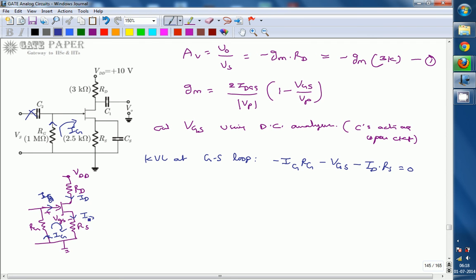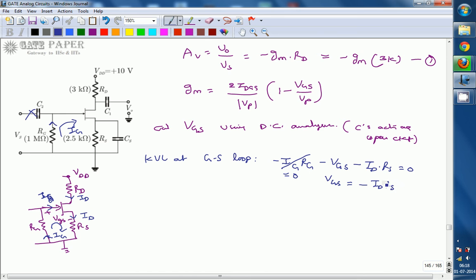So Ig is always 0, because for a JFET to act as an amplifier, the input junction, that is the gate-source junction, must always be reverse biased. Because of that, the gate current is ideally 0. So this Ig Rg term will become 0. Now from this you can write VGS is equal to minus Id times Rs.